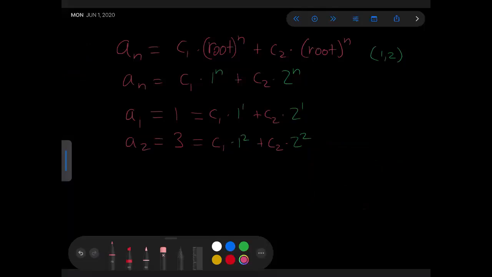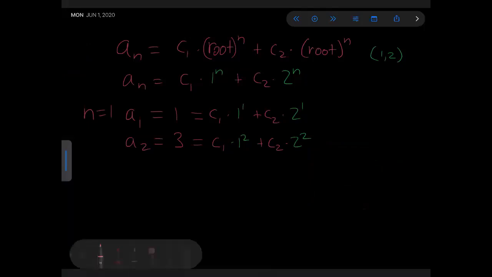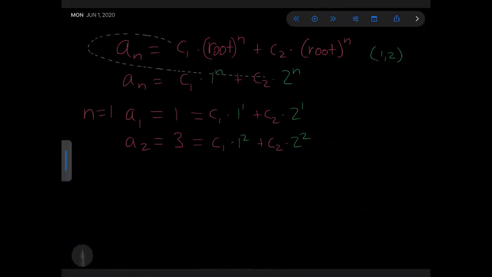But if our first terms are 1 and 3, we want to find the constants that generate the rest of the sequence. So we're going to plug in n equals 1 over here, and we're just going to follow this pattern that we have.